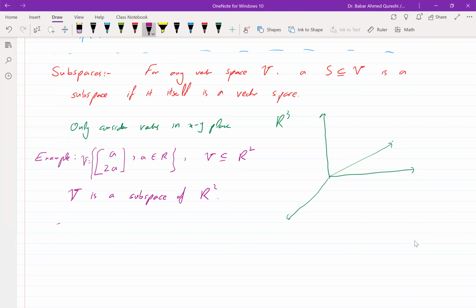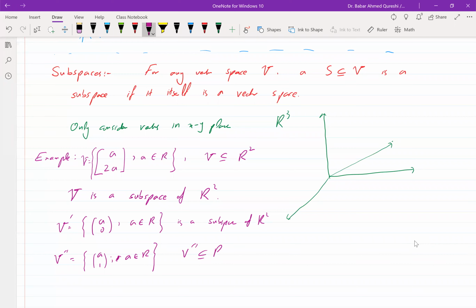Similarly, this V is a subspace. But we saw that this set is a subset of R2, but not a vector space, not a subspace, because it's not a vector space.